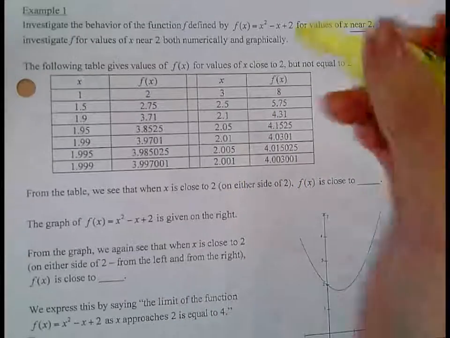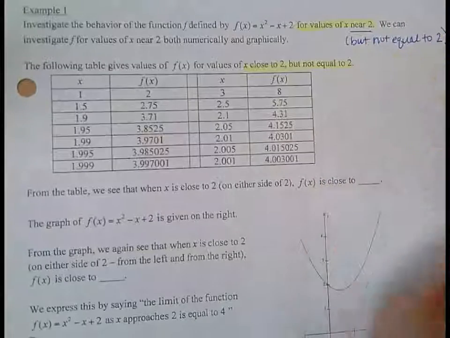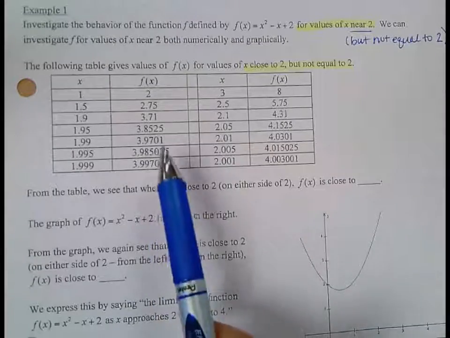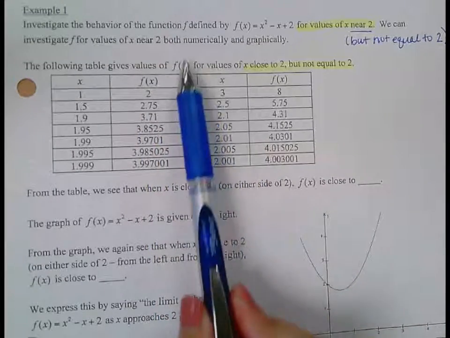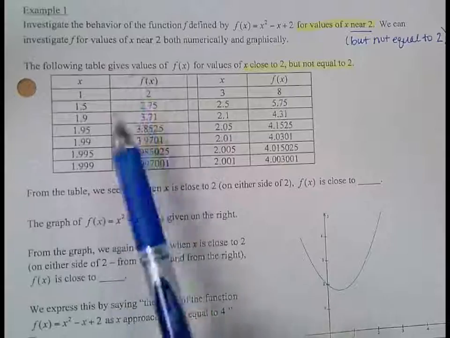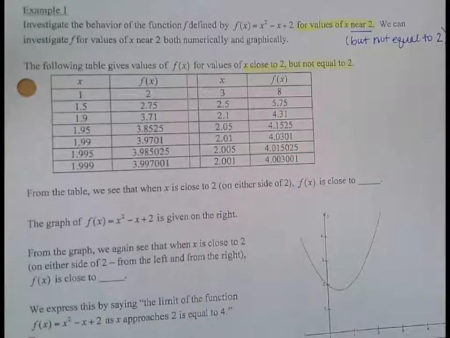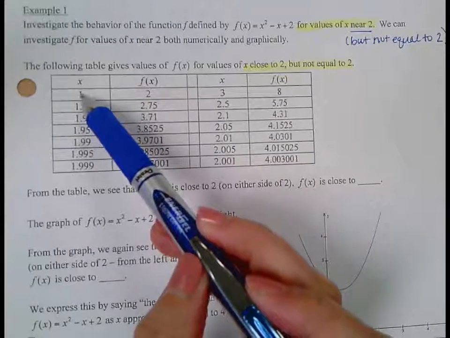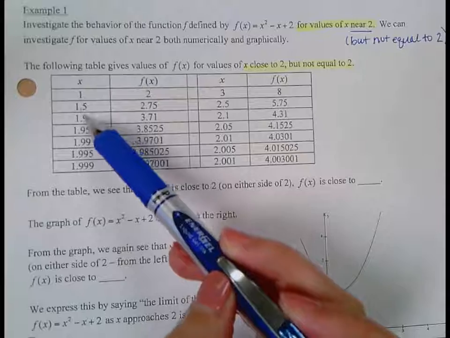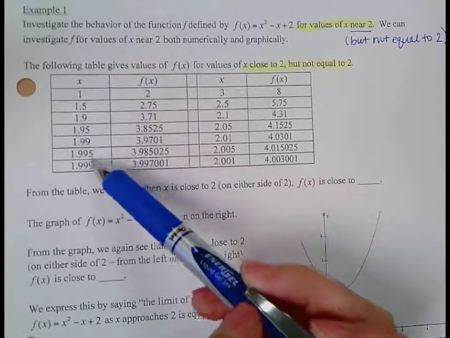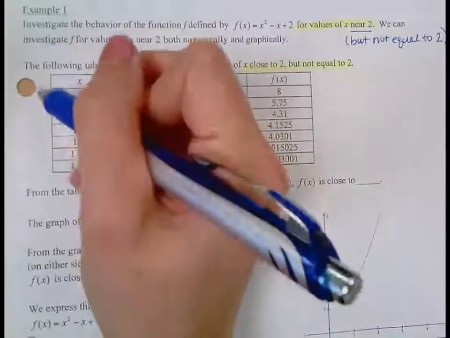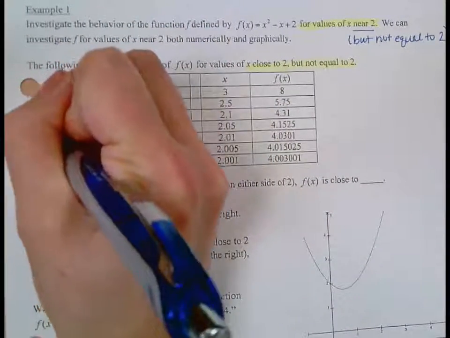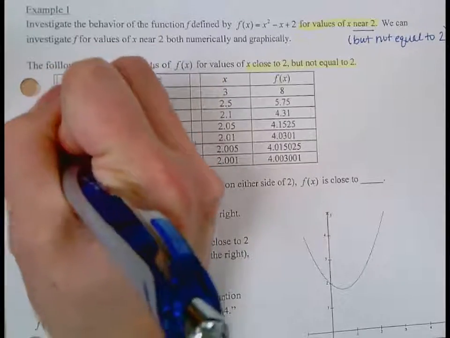So there's that phrasing again, close to 2, but I do not have 2 actually part of this table at all. How I have this table set up, where that middle part is, this is really two separate tables that we're looking at. The one on the left, we're starting with the x value 1 and then using values of x that get closer and closer to 2. So these values are increasing. These values are approaching 2. So we're approaching x equals 2.